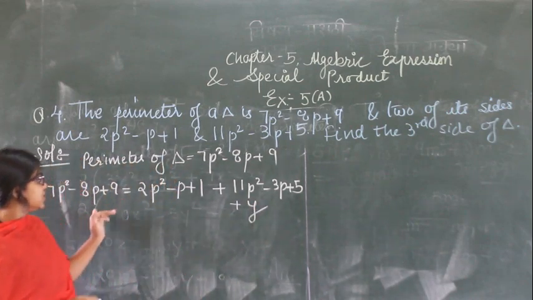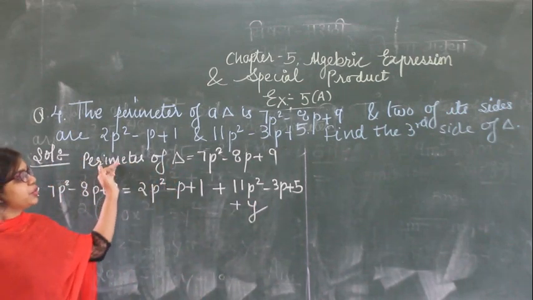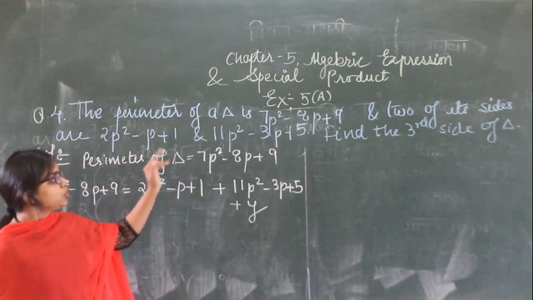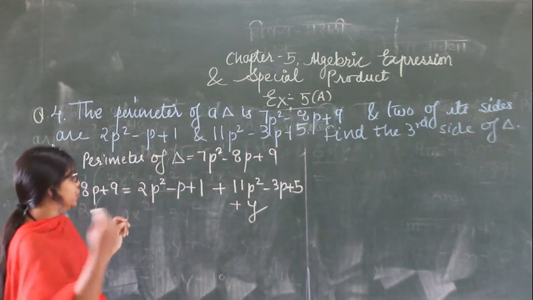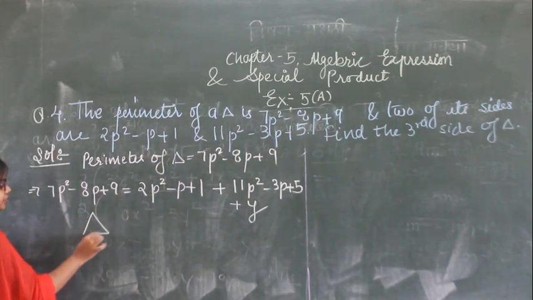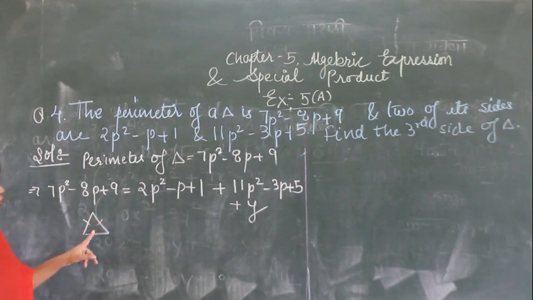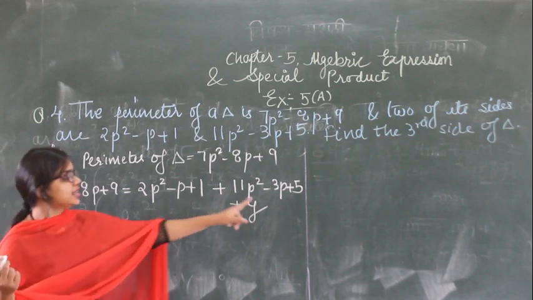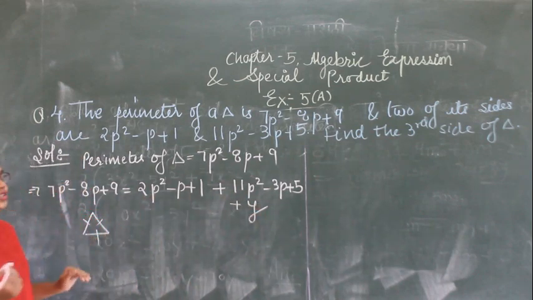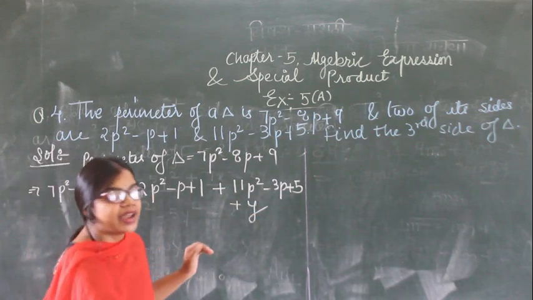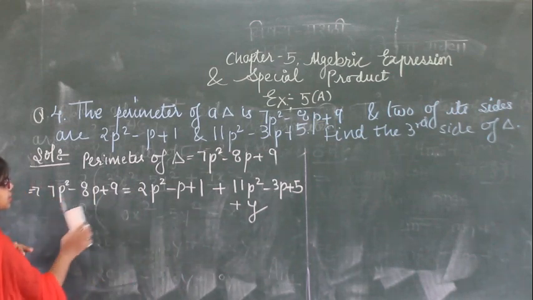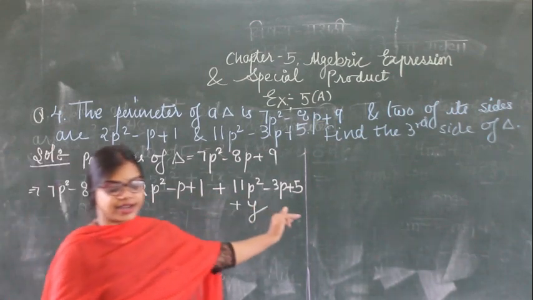Okay. First, we are going to look at this question. The perimeter of the triangle is given to you, and two sides of the triangle are given to you. Suppose this is a triangle. These two sides are given and you have to find the third side. So two sides are this and this, and let's suppose the third side be y. The perimeter of the triangle is this much, equal to the three sides.